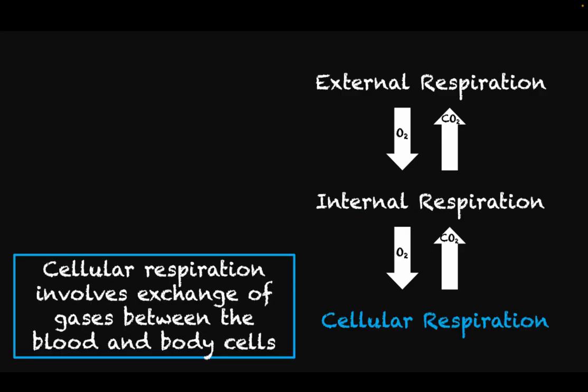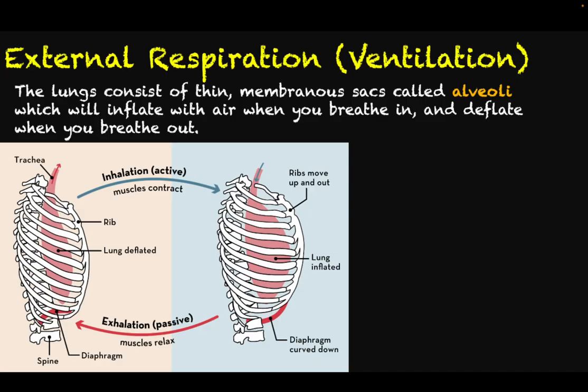And then with cellular respiration, this involves the exchange of gases between the blood and the body cells. So after internal respiration, where we move the oxygen from the air we just breathed and into the blood, we will circulate that oxygen around, and that oxygen will have to move from the blood into the cells of the body so that they can utilize it to produce energy from the food that we eat.